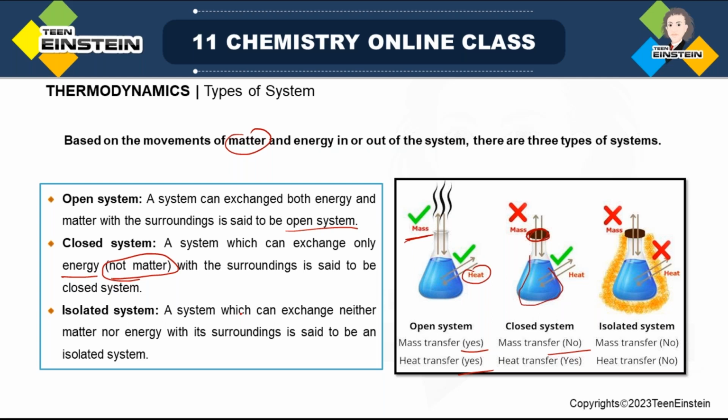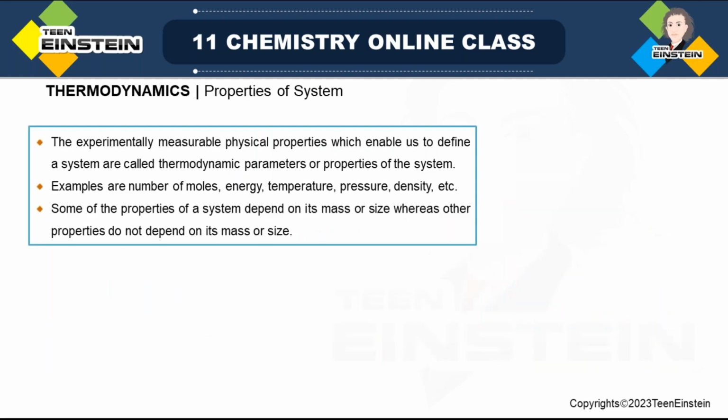So those are the types of system. Next we have to know what are the properties of system. Now we have a proper idea about system, and we also know the different types of system. The next thing that is important for us to know is the properties of system. These properties are basically experimentally measurable physical properties. And why should we know these properties? Because if we know these properties, then only we will be able to define a system.